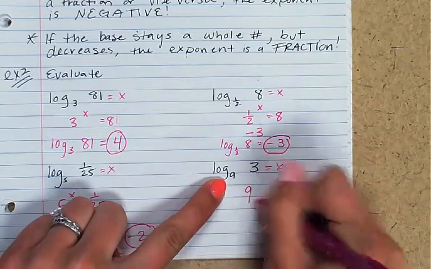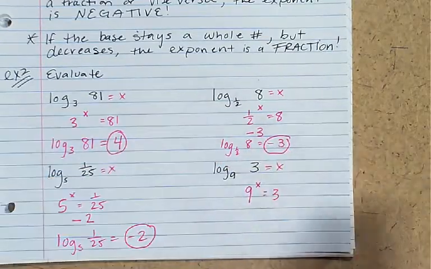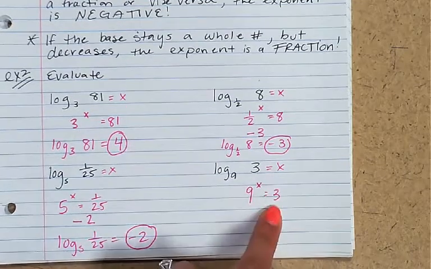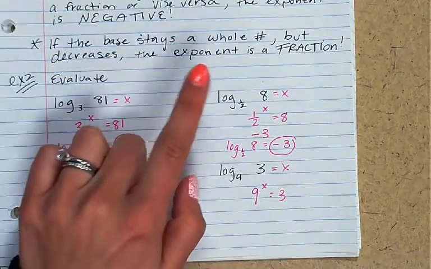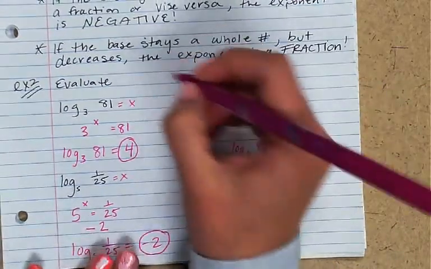Base, answer, exponent. Okay, so on this one, it didn't change into a fraction, so it's not negative, but it did go down. It went from 9 down to 3. So what I wrote right here, if the base stays a whole number but decreases, the exponent has to be a fraction. And as a reminder, I'll write some things right here.